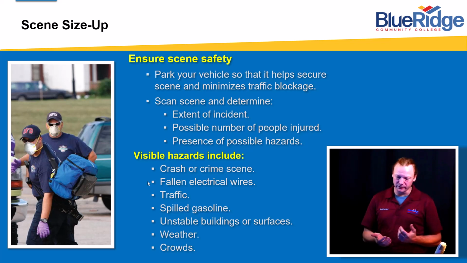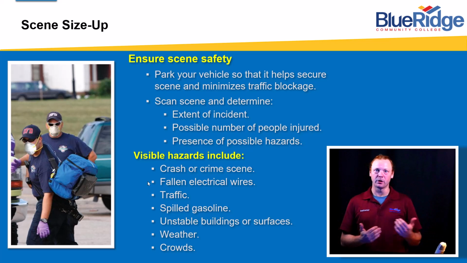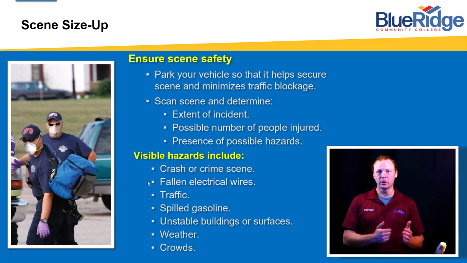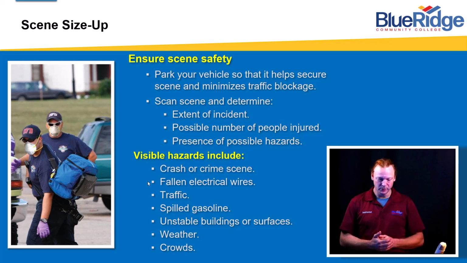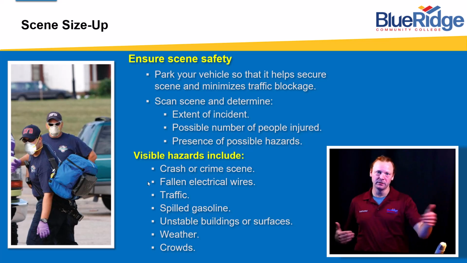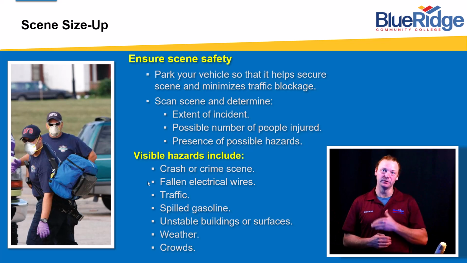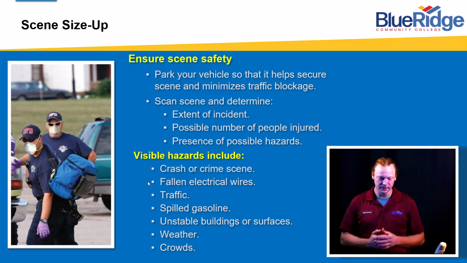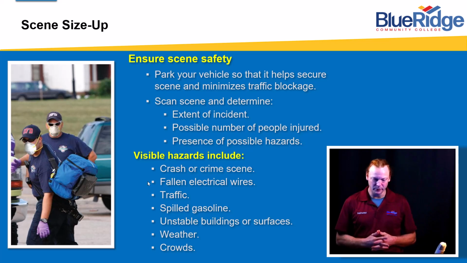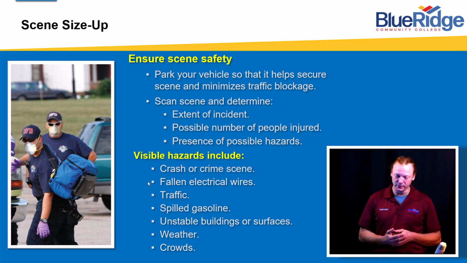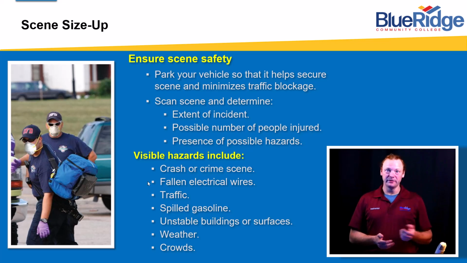We always want to park our vehicle so that it helps secure our safety. So if we come up on a traffic incident, we're going to park towards the oncoming traffic, park our vehicle at an angle where it would deflect any other vehicle that might impact it away from the scene. We want to park far enough away from the incident so that our vehicle does not become propelled into us if it is hit. We want to scan the scene and determine the extent of the incident and damage.